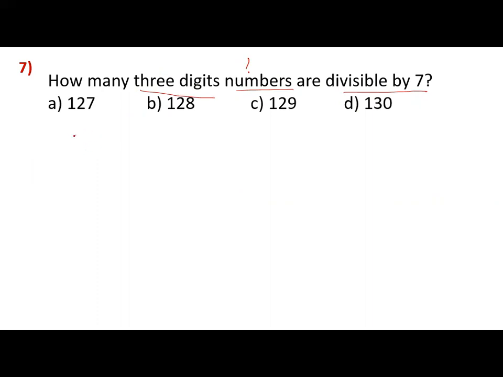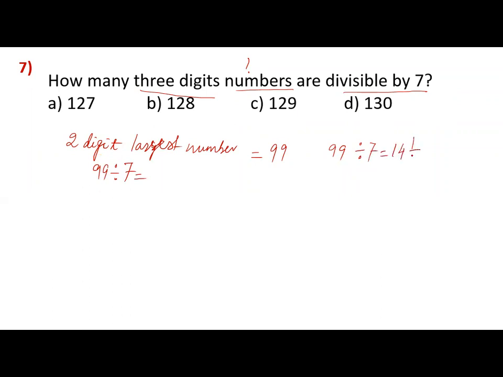So I'll go for the largest 2-digit number. It is 99. Divide 99 by 7. How many whole numbers are you getting? You are getting 14 and 1 by 7. So 14 numbers are divisible by 7 from 1 to 99.